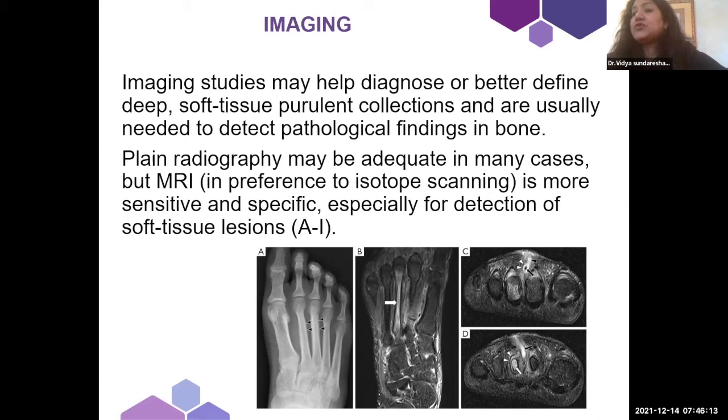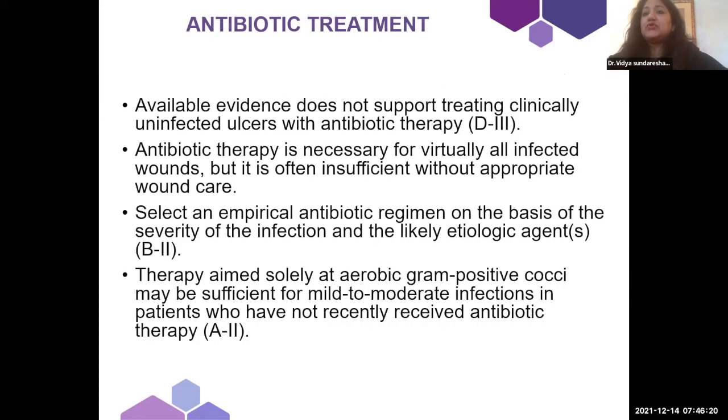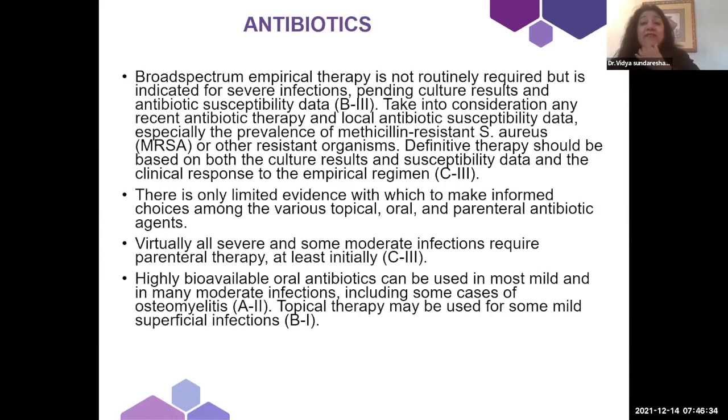But again, source control is important. If you have a larger abscess, then you can't treat that with antibiotics alone. So in those situations, you want a combination of surgery as well as antibiotics. All right, so antibiotic therapy is important. A lot of times we end up giving these patients IV antibiotics.